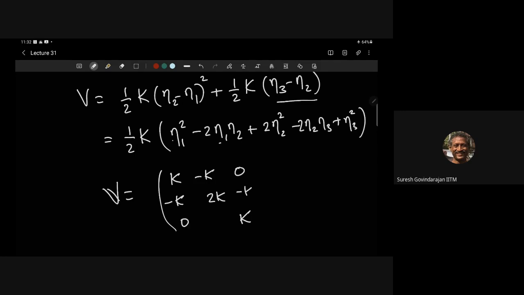So minus k, which we can rewrite if you wish as k into 1, minus 1, minus 1, 1, minus 1, minus 1, 1, 0. Is this fine? So we have got these equations.